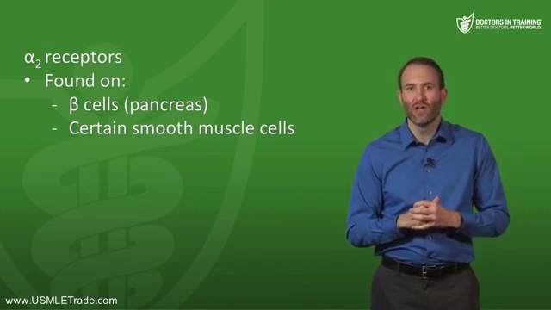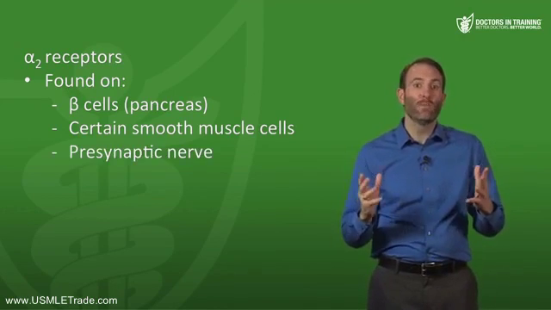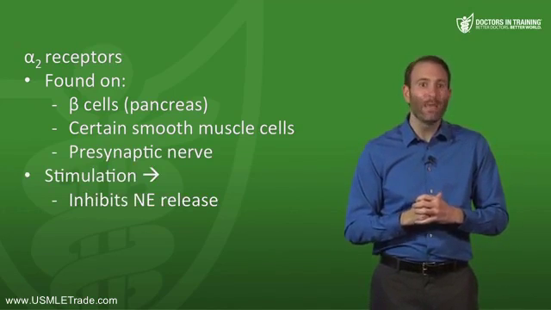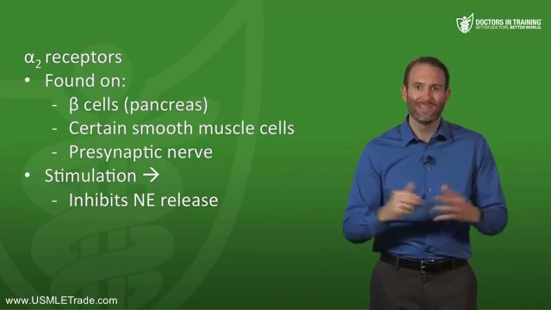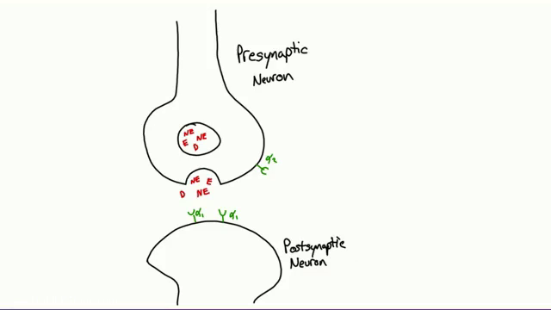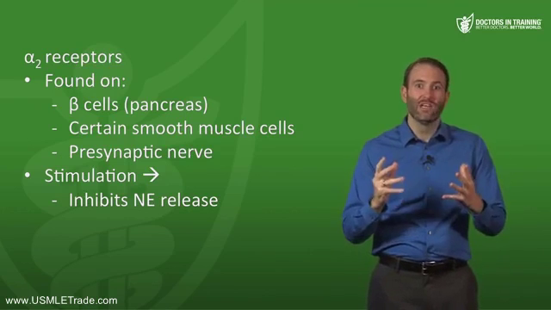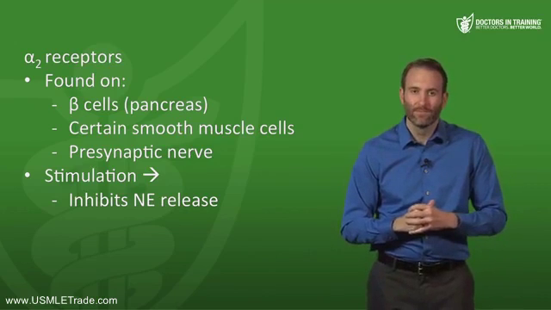Now, the most important location of the alpha 2 receptor, though, is on the presynaptic nerve itself. And when stimulated, the alpha 2 receptor acts to inhibit norepinephrine release. So let's go through an example. You have a sympathetic nerve fiber, and it's been stimulated to release norepinephrine. Some of that norepinephrine is going to circle back and then bind to the alpha 2 receptor on that same neuron. And what is it going to do? It's going to cause inhibition of further norepinephrine release. So this is actually a negative feedback mechanism. And then also because they're present on the pancreas, it kind of acts to inhibit insulin release.